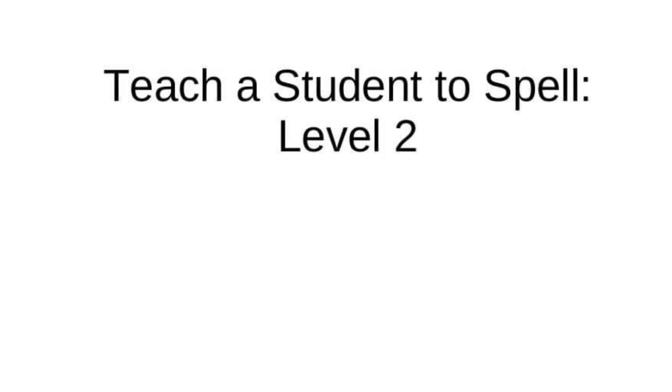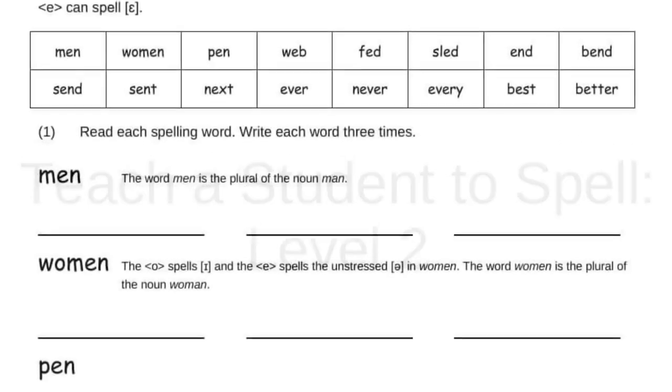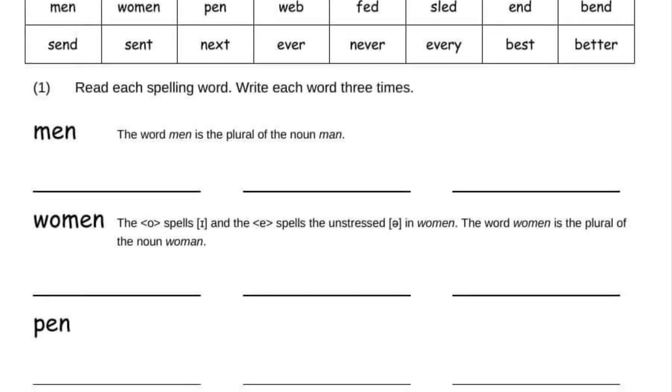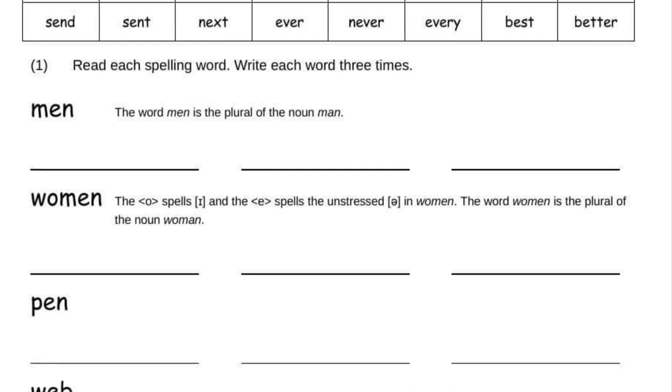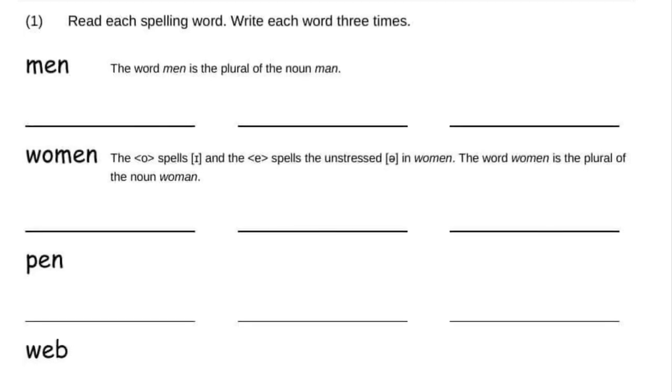Teach a Student to Spell, Level 2, is the second follow-up workbook to the Teach a Student to Read reading program, which strives to teach students accurate and complete information about the English spelling system. Instead of only learning spelling through rote memorization, students will learn the reasons for the spellings of words, thus learning how the English writing system works.